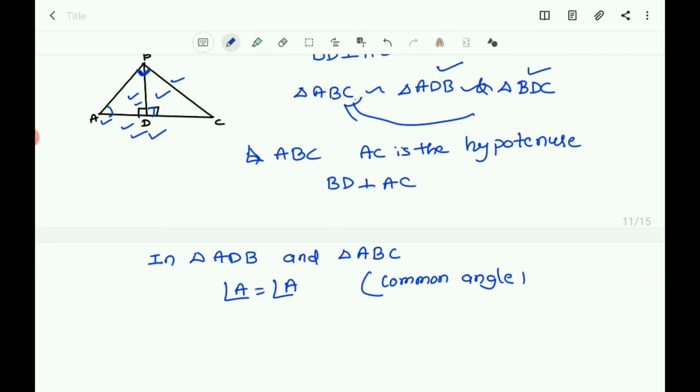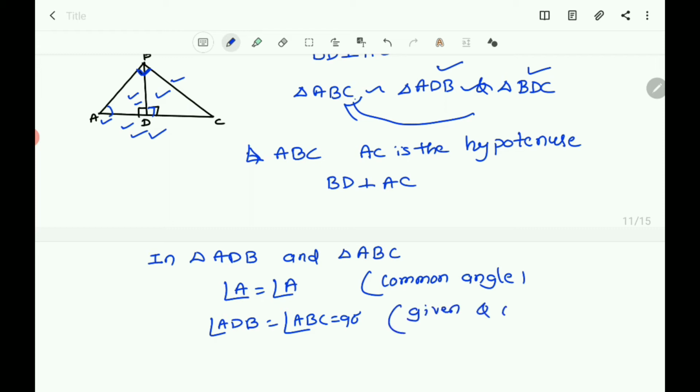BD is drawn perpendicular to AC. So you take angle ADB is equal to angle ABC. Both are equal to 90 degrees. Reason: given and construction. It is given that angle ABC is 90 degrees and you constructed that BD is perpendicular to AC.